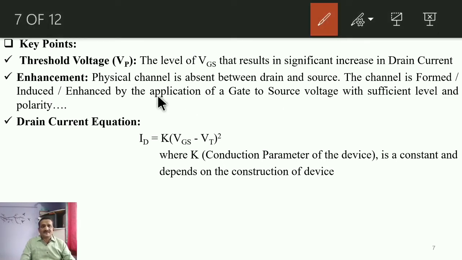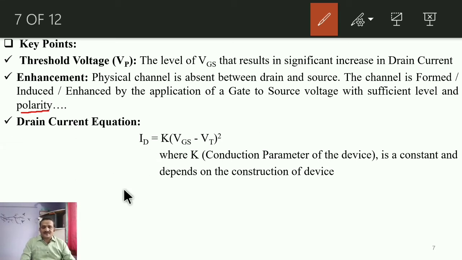Sufficient level we already discussed, but what about polarity? In the previous slide we saw that the applied VGS should be positive. Then and only then will minority carriers get attracted. Instead, if I make VGS negative, that means I connect the gate terminal to the negative potential of VGG, what will happen? If I increase VGS negatively, it will not attract the minorities. That means there will be no formation of channel. The channel will not be induced. So even if VGS is non-zero, that is negative and non-zero, ID will remain 0. There will be no flow of current.